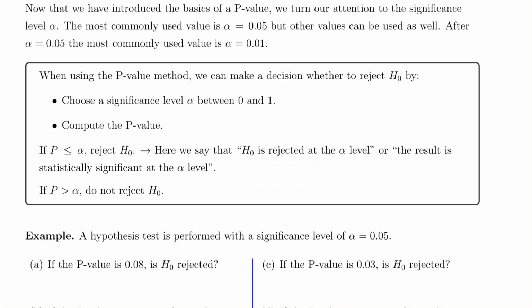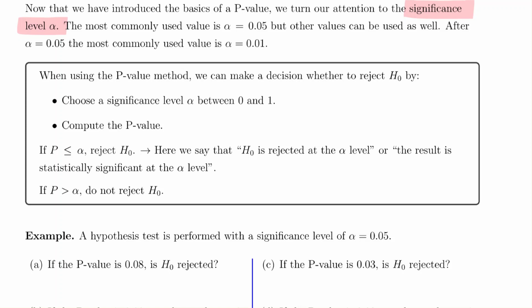Now that we've introduced the basics of the p-value, we have one more thing to introduce before we can get through the steps of solving the hypothesis test when using the p-value method, and that next idea is the significance level alpha. Now the most commonly used value of alpha that you'll see is 0.05, but other values can be used as well. After 0.05, 0.01 is the next most commonly used.